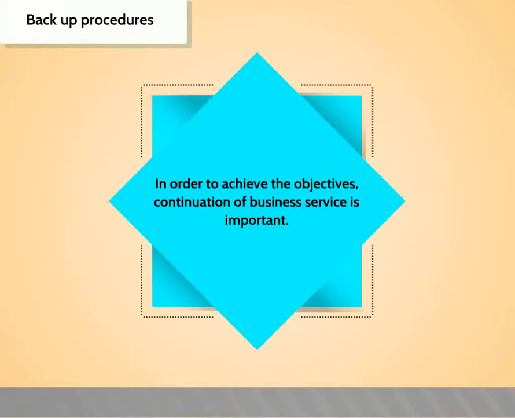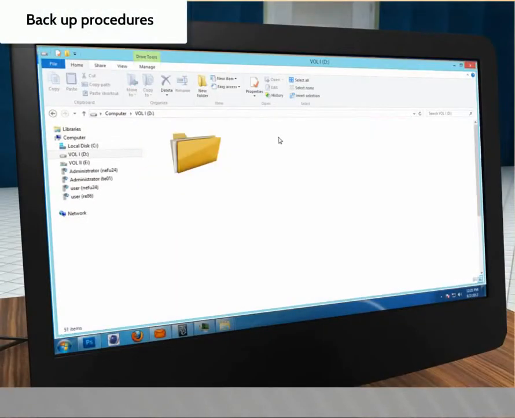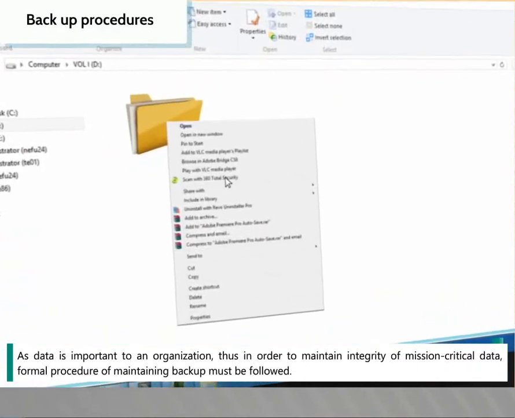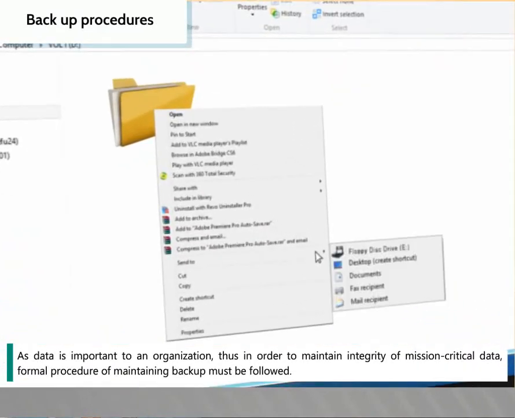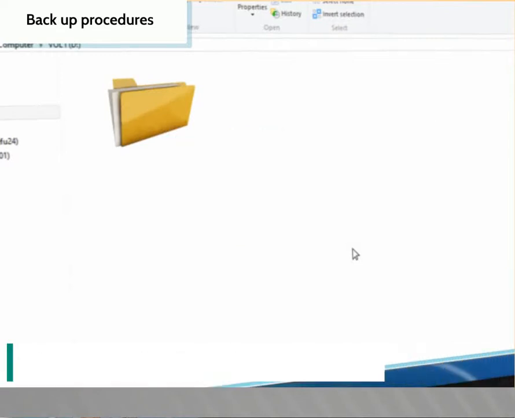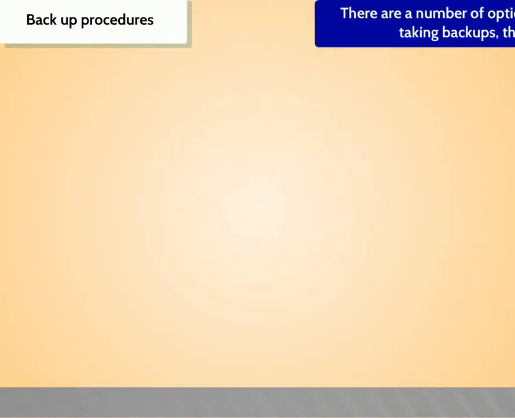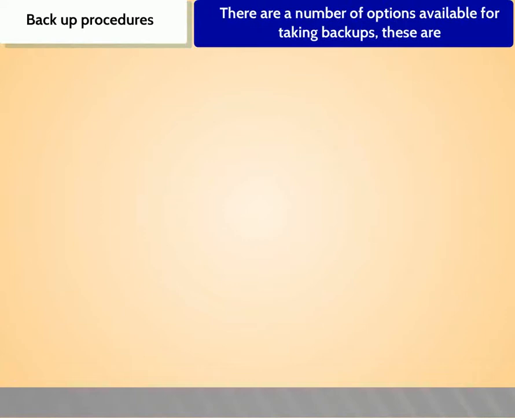Backup procedures. In order to achieve the objectives, continuation of business service is important. As data is important to an organization, in order to maintain the integrity of mission-critical data, a formal procedure of maintaining backup must be followed. In the PC environment, system crashes occur very commonly. There are a number of options available for taking backups.